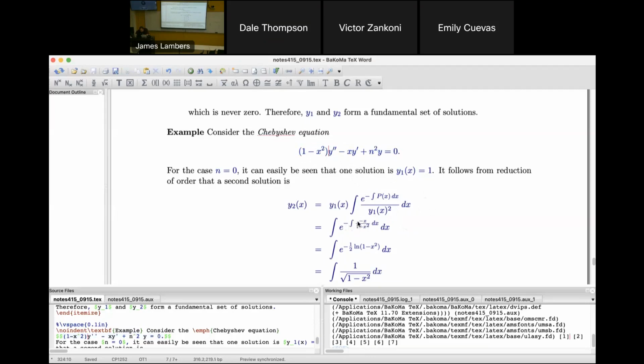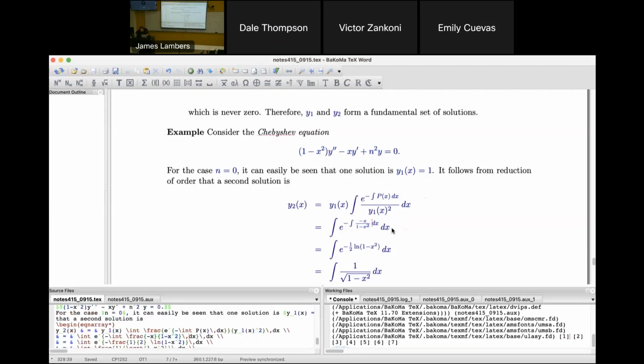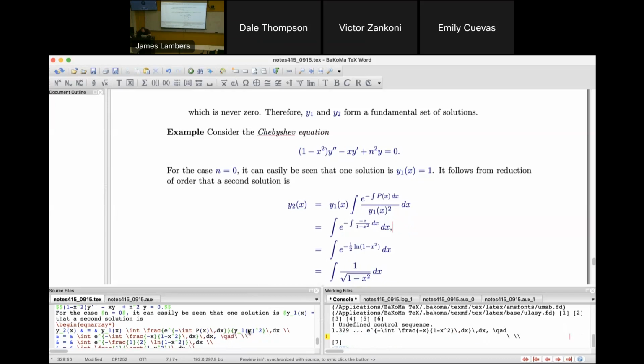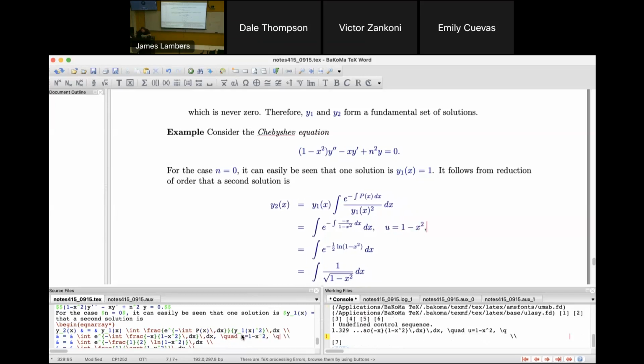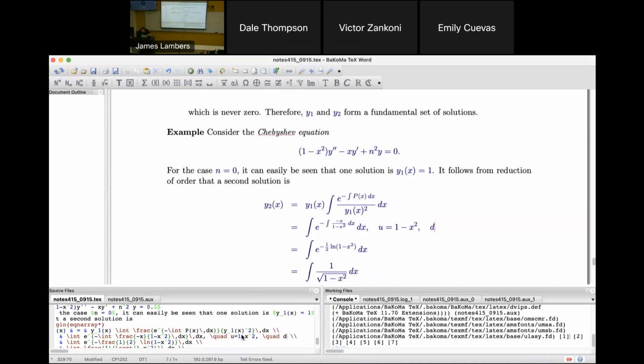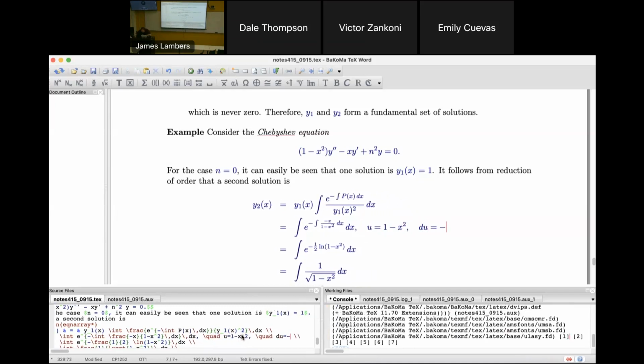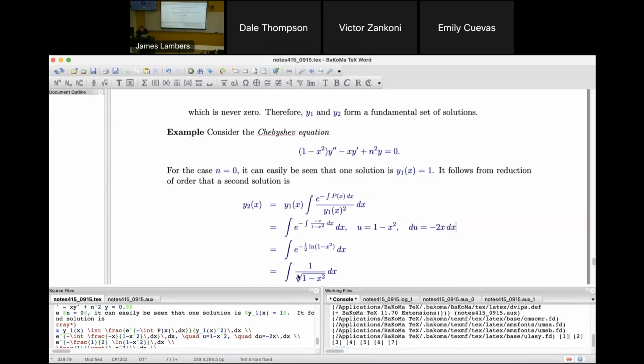Now we have e to the minus integral of this. And if you use a u-substitution, u equals 1 minus x squared, for which du equals minus 2x dx. Then you're able to evaluate the integral to get e to the minus 1/2 natural log of 1 minus x squared.